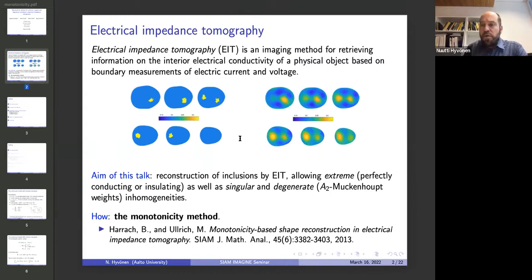And just a few words about electrical impedance tomography. It's kind of the standard inverse elliptic boundary value problem that everybody considers, or many people, maybe too many people consider in inverse problems. Anyways, it's a nice model problem where you can test many things, and it also works in practice to a certain extent. So the idea is that you try to figure out what's the interior electrical conductivity of some physical object by carrying out measurements of current and voltage on its boundary.